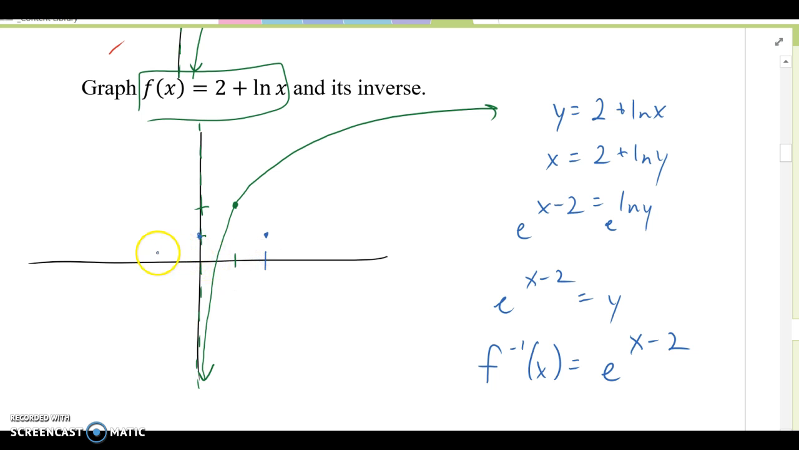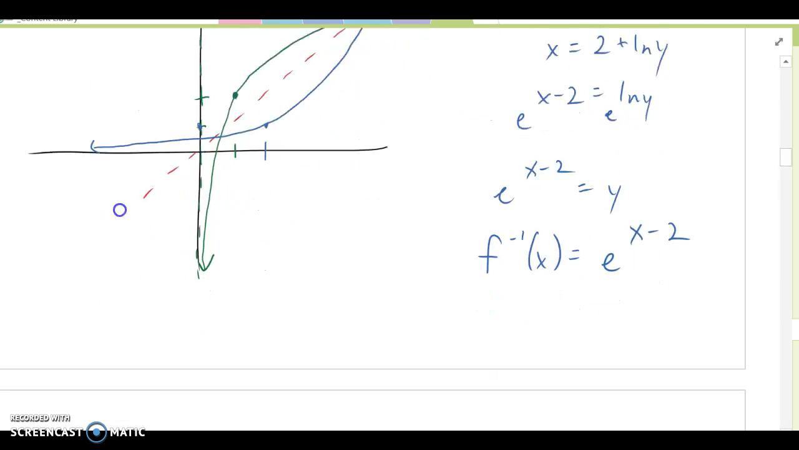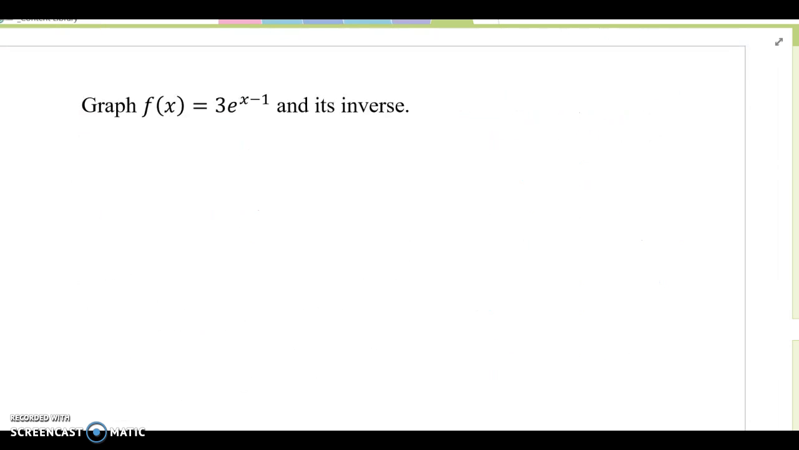Everything that was x is now y, and everything that was y is now x. That's how inverses work. Once again, we see the line y equals x is the line of symmetry. If we reflect one over the line y equals x, we get the other. All right, so it's all kind of the same thing over and over again, but we'll keep on going. Why not? We've got this exponential graph.